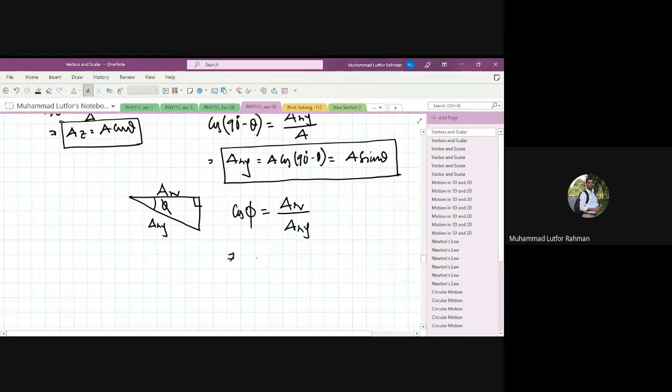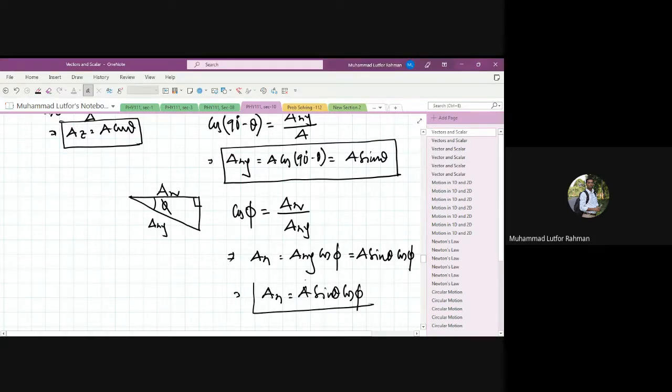Then I can write A_x would be A_xy cos phi. And I know the value of A_xy, which is A sin theta. So your A_x component would be A sin theta cos phi. That will be the procedure to find out the component of a vector in the three-dimensional case.